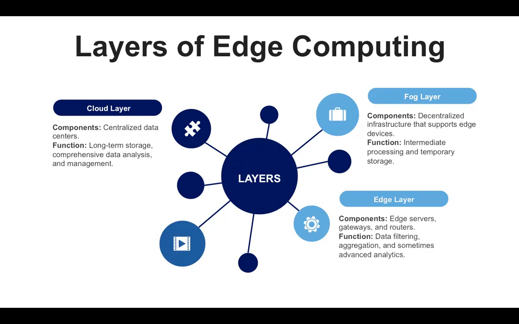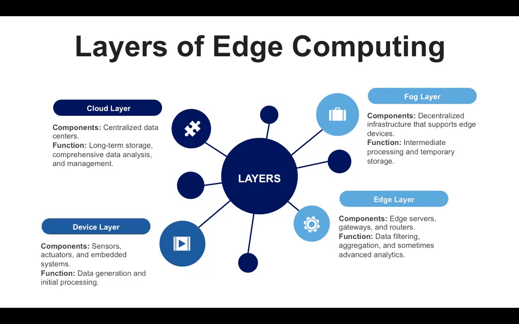Then comes the edge layer. Its components include edge servers, gateways, and routers. Its function is data filtering, aggregation, and sometimes advanced analytics. Device layer. Device layer includes all the sensors, actuators, and embedded systems, and its function is data generation and initial processing.